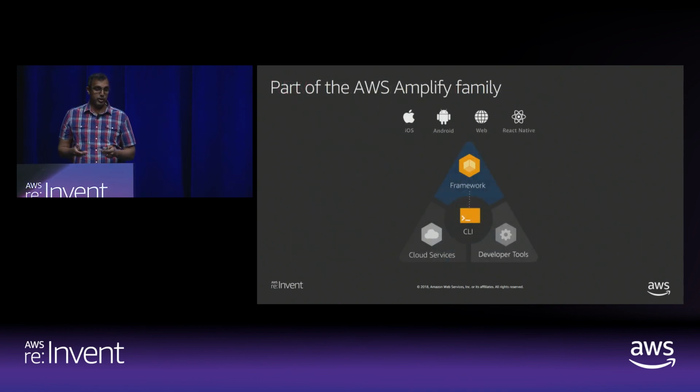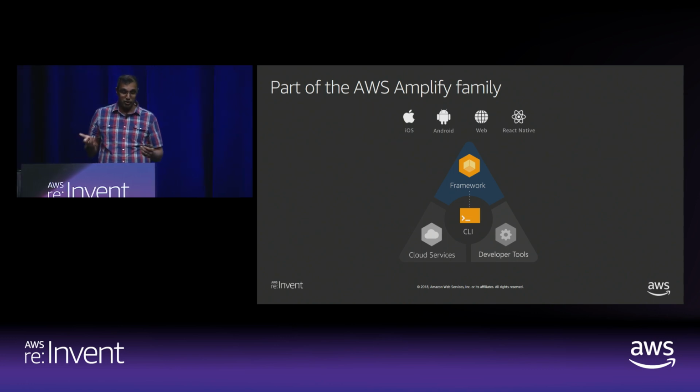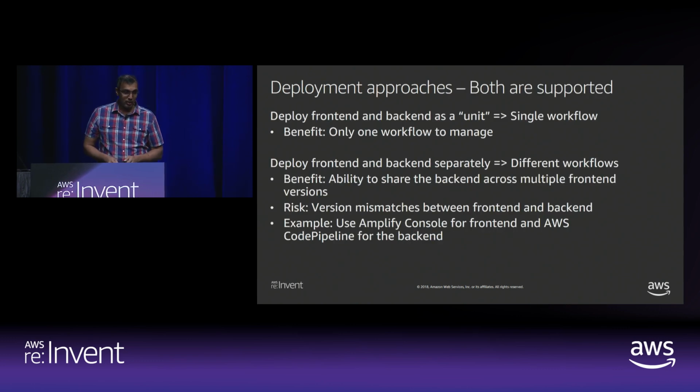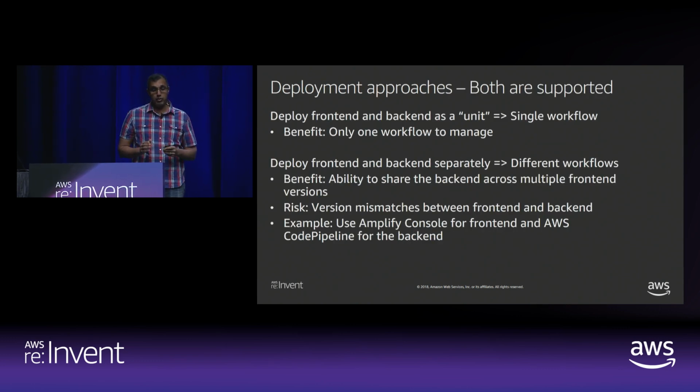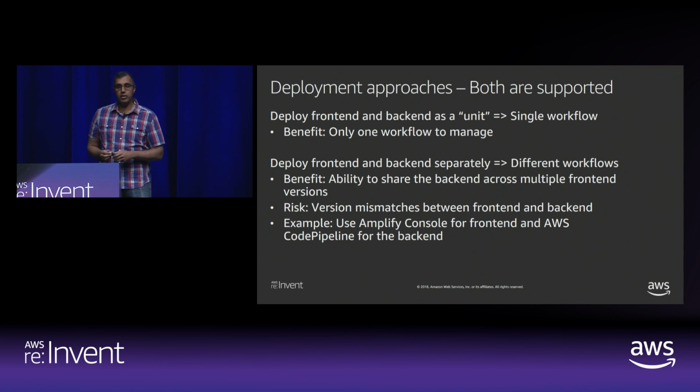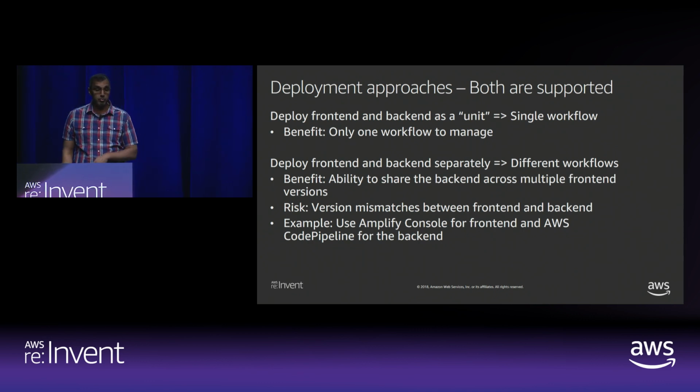Okay, and just to illustrate, the CLI is also part of Amplify. Technically, it's not part of the developer tools piece; it's part of the framework. Even though the console really advocates a single workflow for front end and back end, that's not necessarily true for the CLI. You can use the CLI either way. So you can use the CLI to deploy the front end and back end as a unit, which is what I'm going to show you.